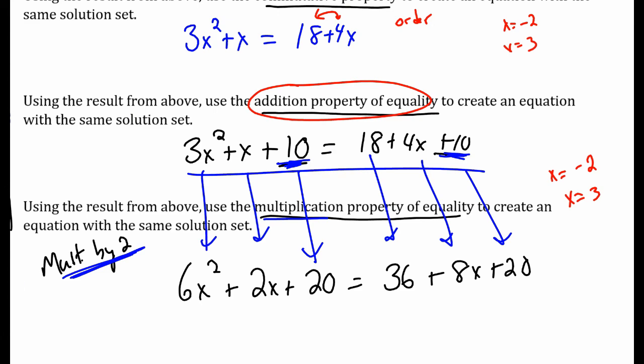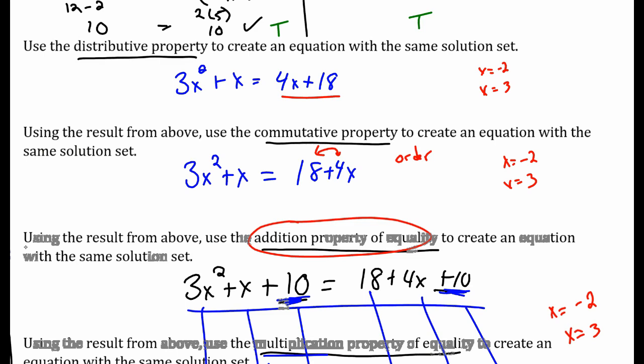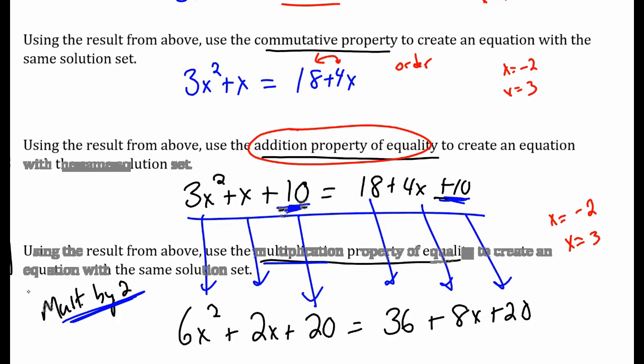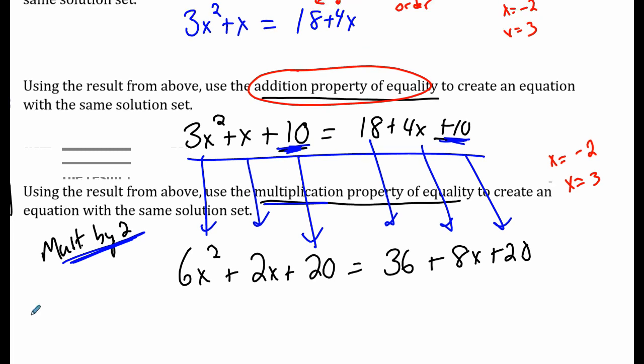And then finally we looked at our properties. We looked at the distributive property, which we know and love since third grade, the commutative property, which lets me change the order, and then the addition and multiplication properties of equality, which say you can add the same thing to both sides, or you can multiply everybody by the same number, and you still preserve the solution set.